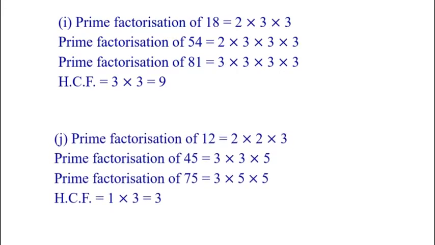Then SCF of 12, 45 and 75. Prime factorization of 12 is equal to 2 into 2 into 3. Then prime factorization of 45 is equal to 3 into 3 into 5. Prime factorization of 75 is equal to 3 into 5 into 5. So SCF is equal to 1 into 3, that is equal to 3. So 3 is the highest common factor among these three numbers 12, 45 and 75.